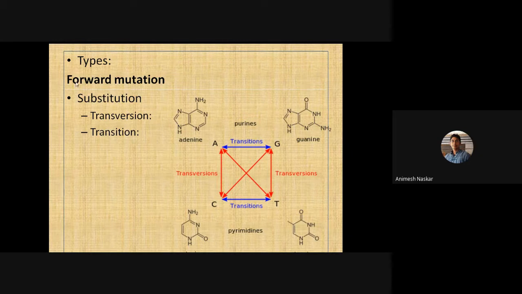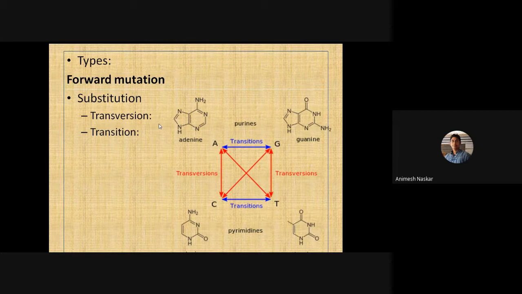Base substitution is also one type of mutation. Whenever one particular base in a DNA segment is replaced by another base by the action of a mutagenic agent, this is called point mutation. There are two types of point mutation: transition and transversion. What is transition and what is transversion? Transition first.